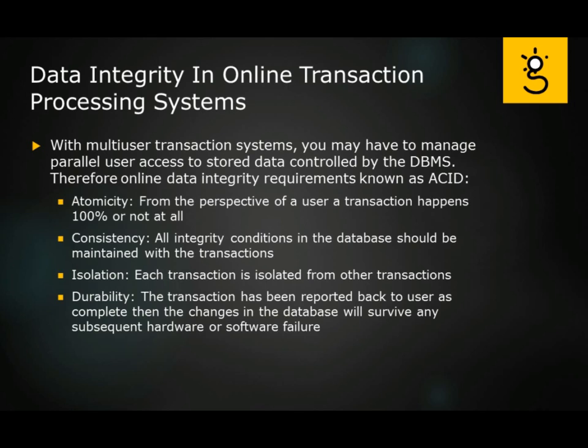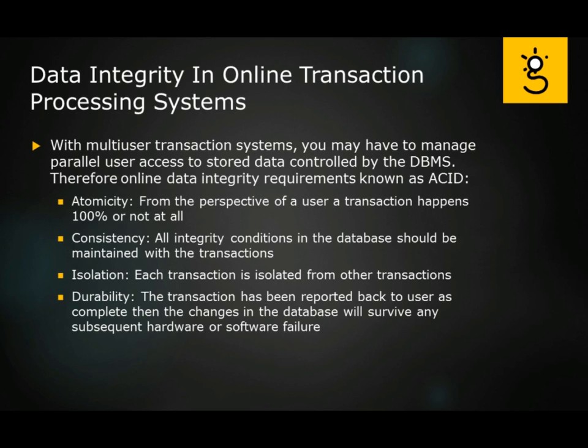The A stands for atomicity. From the perspective of the user, what we expect is that if they perform a transaction, it happens 100% or not at all. If I buy a book online from a bookseller and they take money out of my account to pay for the book, I'm expecting that the order was placed, it was removed from inventory, sent to shipping, and that I'm going to get the book. If they took my money and I didn't get the book, that didn't happen 100%, and that's not my expectation. We want the transaction to be 100%.